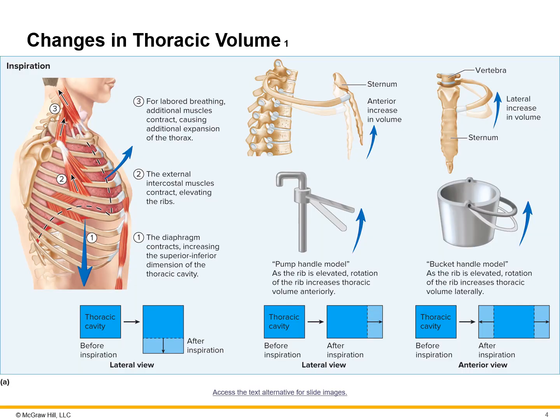So that change in thoracic volume: the diaphragm is going to contract, then the external intercostals are going to elevate the ribs. Then for the labored breathing, again, think about a deep breath, then those additional muscles continue to expand the volume of that thoracic cavity.